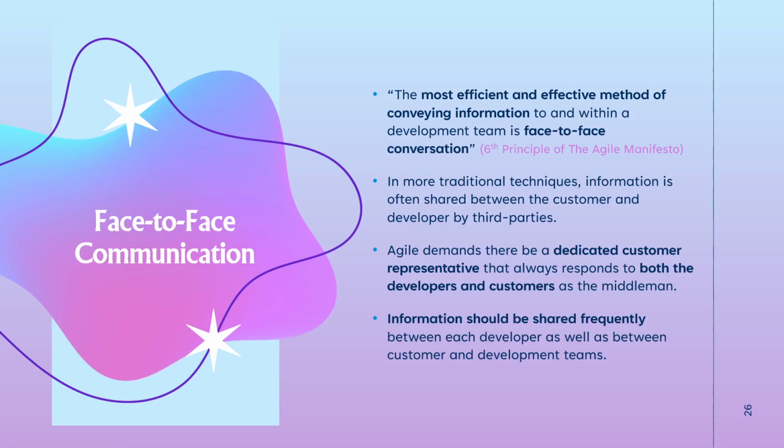Face-to-face communication is also a core principle with Agile. As the sixth principle said, as you remember, the most efficient and effective method of conveying information to and within a development team is face-to-face conversation. In more traditional techniques, information is often shared between the customer and developer by third parties, right? By contract negotiators, by big head executives. The developer doesn't talk to the customer, and the customer doesn't talk to the developer.